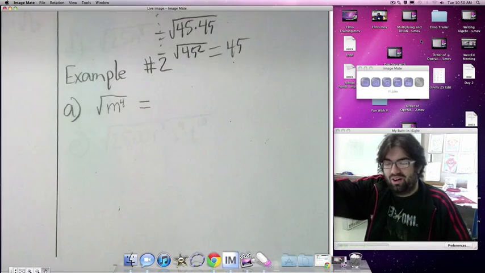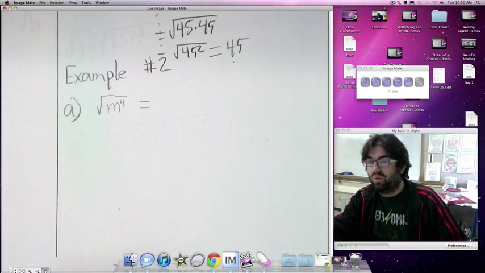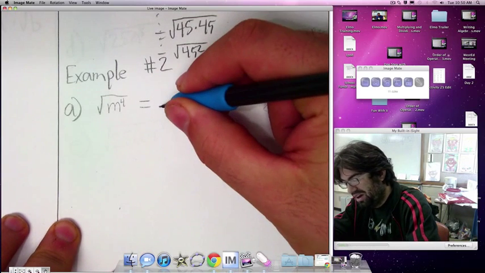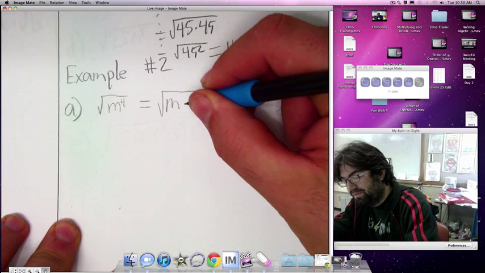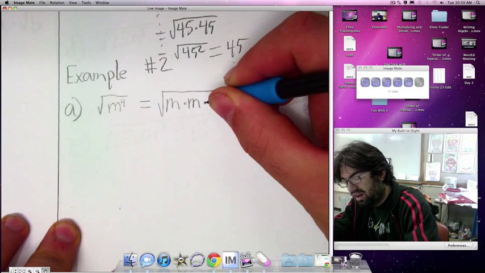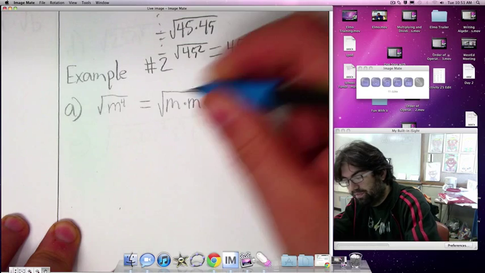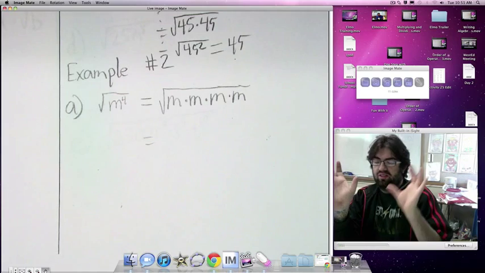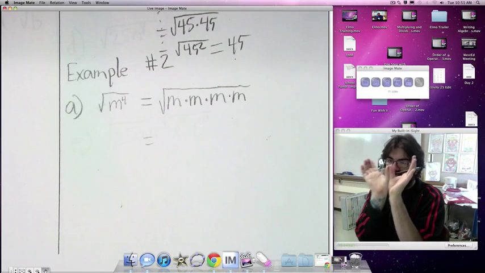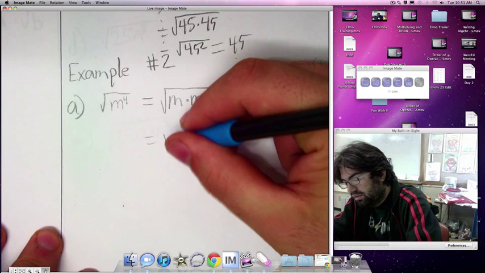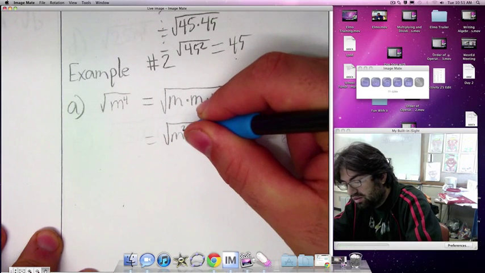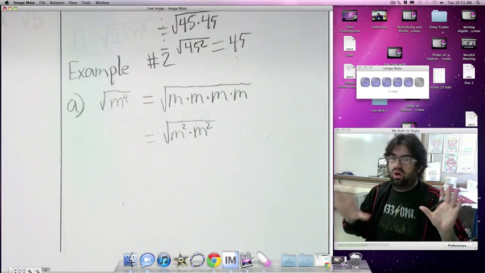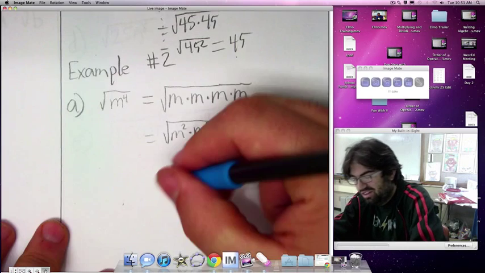M to the fourth power. Wow, Mr. V, what are we going to do now? Well, here we go. I'm not going to use that mechanical pencil for starters, even though I automatically went for it. This is M times M times M times M. I want something times itself. I want those two things to be the same. Well, I can do M squared times M squared. That's perfect. Oh, now we're going to get into craziness. Here we go.